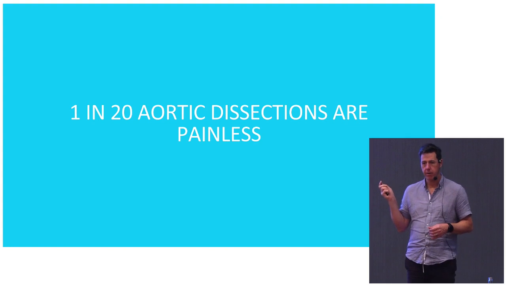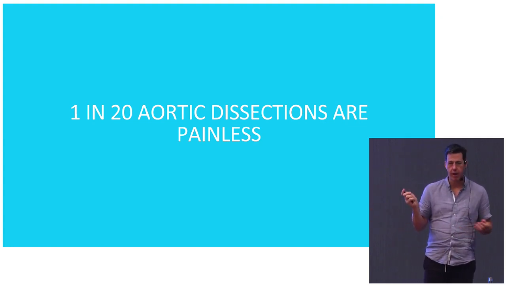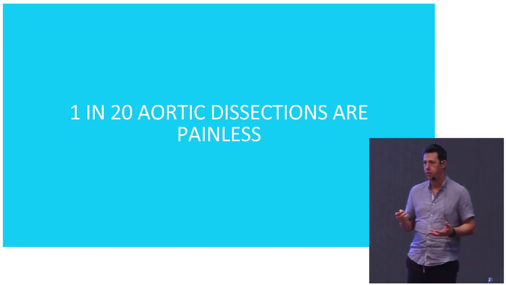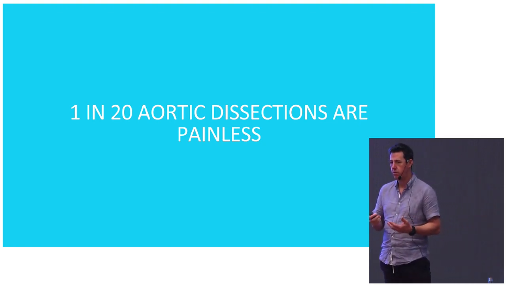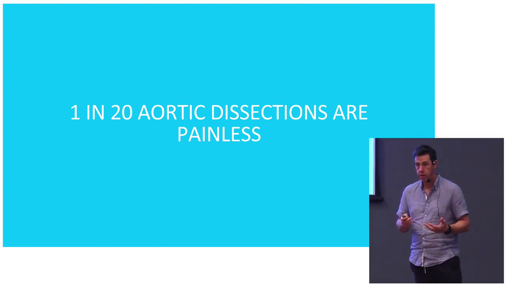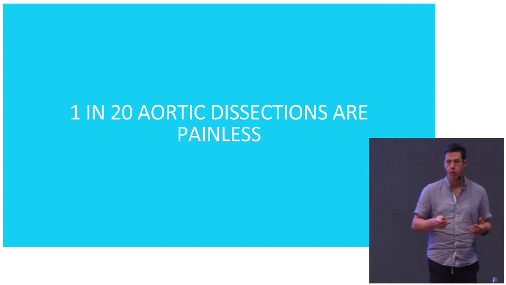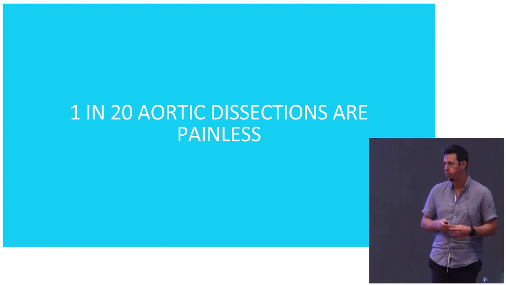One in 20 are painless. Now, it doesn't mean they're going to come into your waiting room with a sore ankle and an aortic dissection. They'll come in with something else, and it's predominantly neurology. They could come with a stroke-like syndrome or paraparesis. Sometimes they present with syncope. Sometimes they present with ischemia from malperfusion of either the gut or kidneys. So they will present with something, but you don't have to have pain to make a diagnosis of aortic dissection.